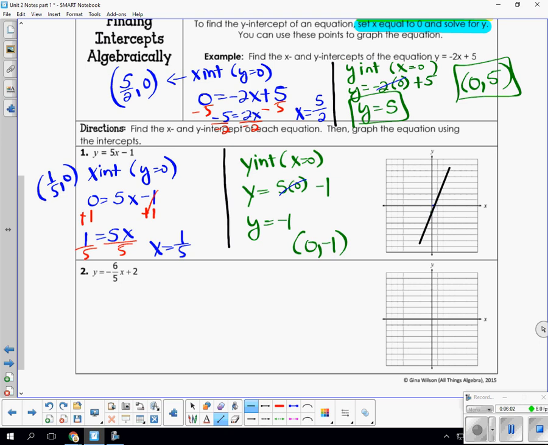So using those 2 points, there we go. I have a line on there. And of course, it's going to continue forever and ever in both directions. And these are my 2 points that I found, my 2 intercepts, my x-intercept and my y-intercept. Okay? Don't be afraid of those fractions. Just estimate where it goes on the graph and plop it down on there.